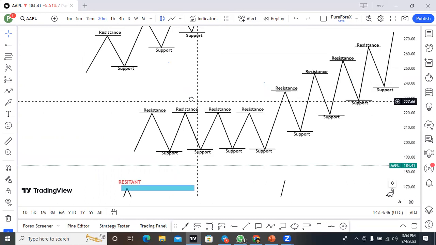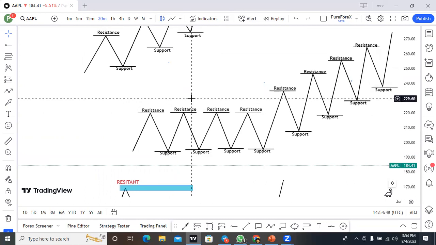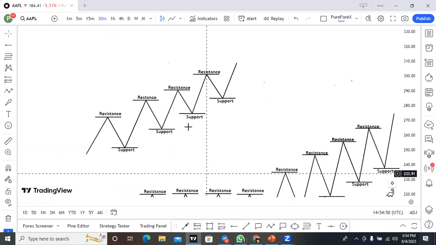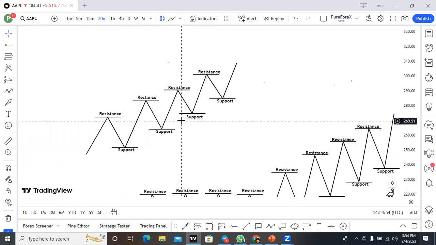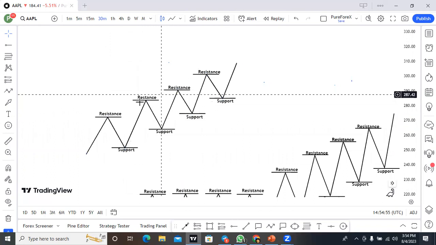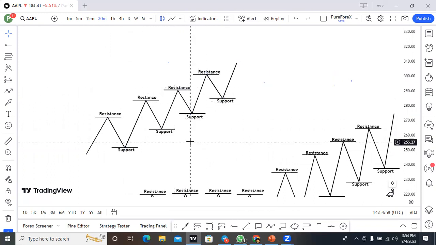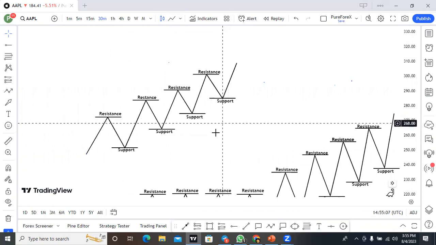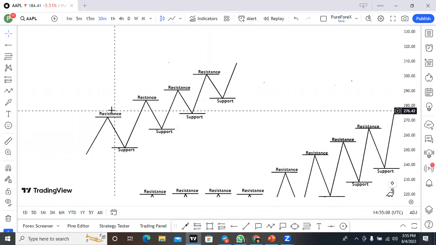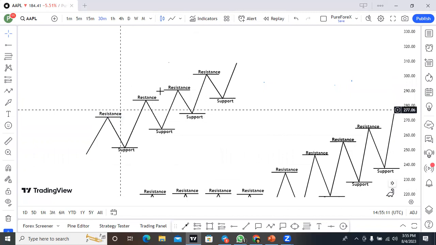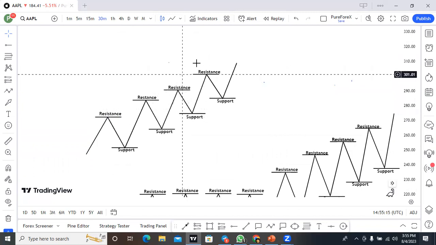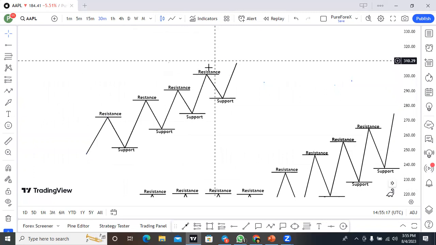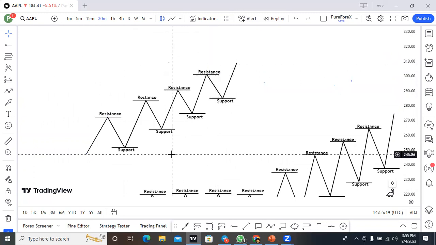Now let's talk about support itself. Look at this area here. This is support, this is support, this is support. This is resistance, resistance, resistance. We say support is an area on the chart that prevents the market from falling below or going downwards, right? And resistance is an area on the chart that prevents the market from pushing above or going upward, right?